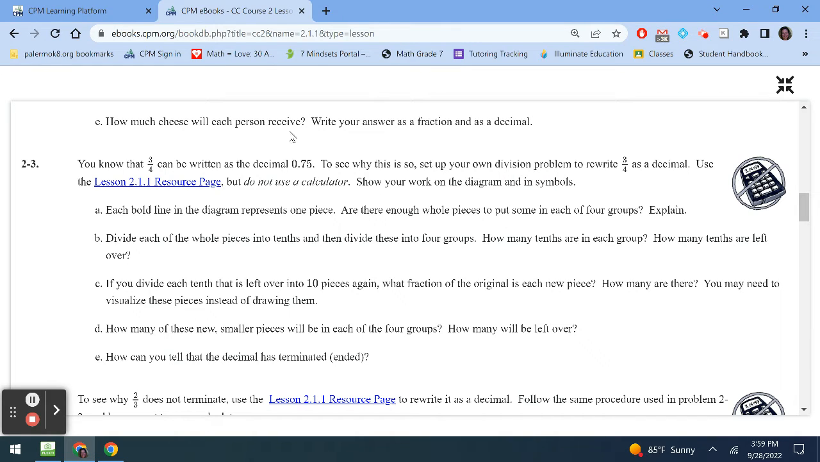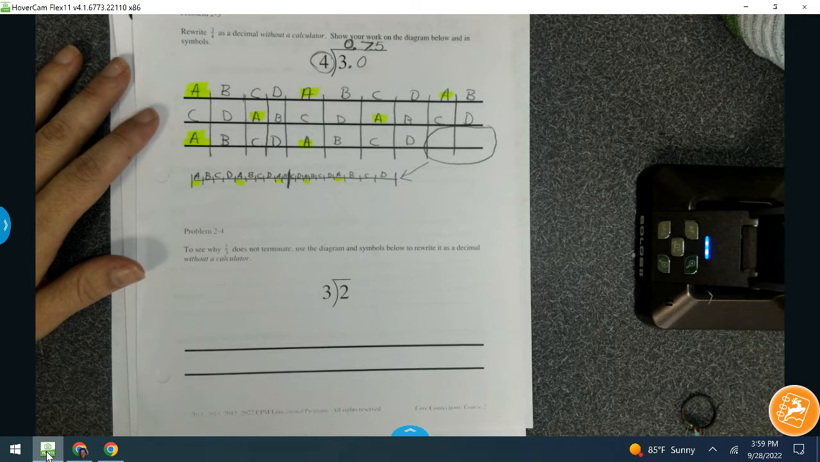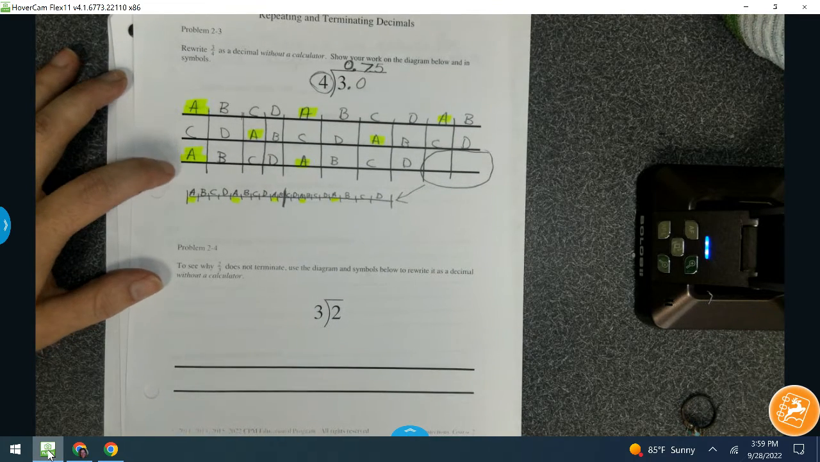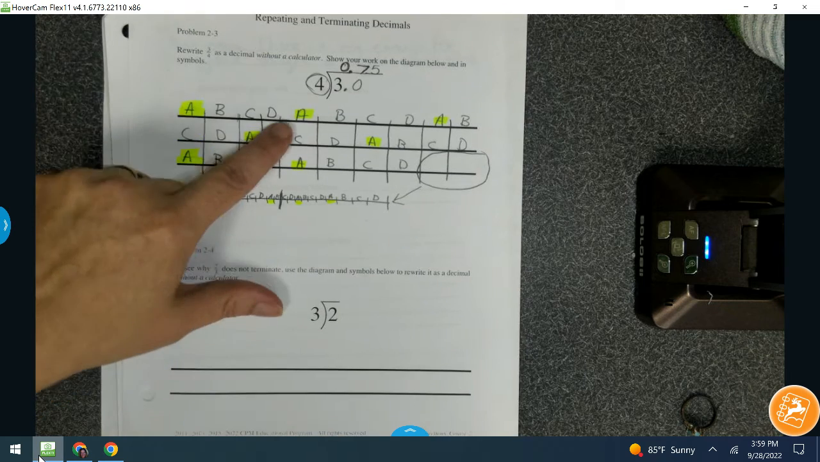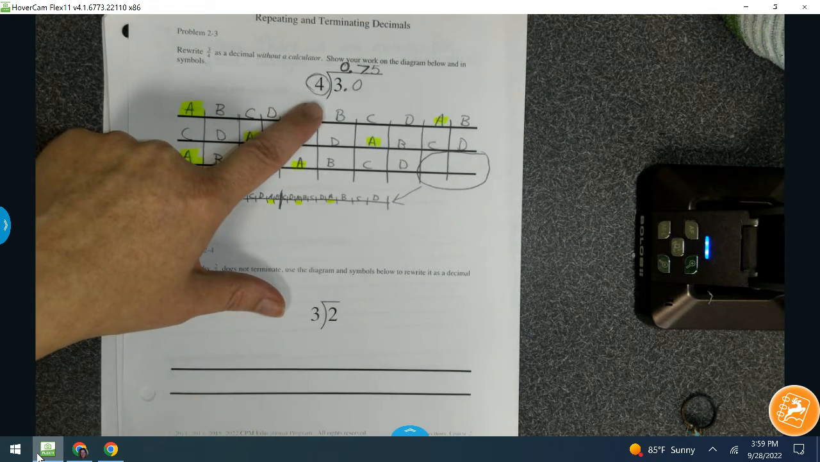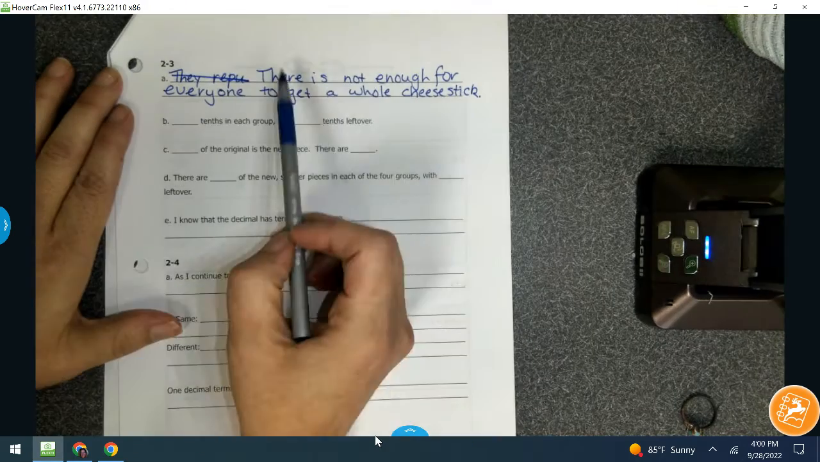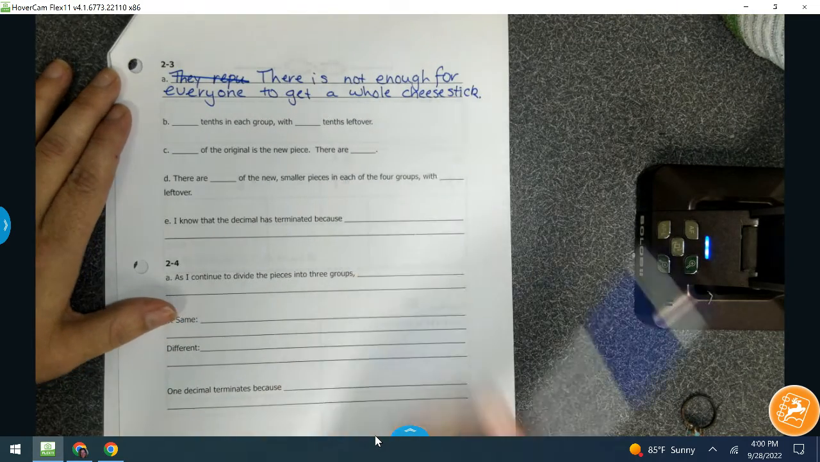We already have done this on our resource page. We've already answered the question. Each bold line on the diagram represents one piece. Is there enough whole pieces to put some in each of those 4 groups? Looking at our work that we did right here, we said no, because these 3 right here, there's not enough for 4 people to have them. Looking right here, there's not enough for everyone to get a whole cheese stick.